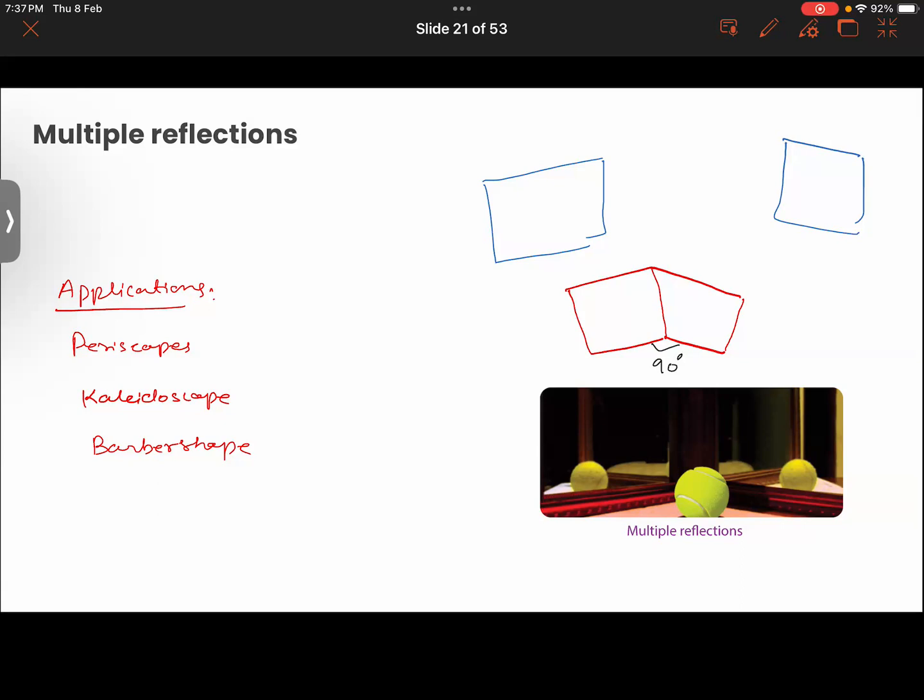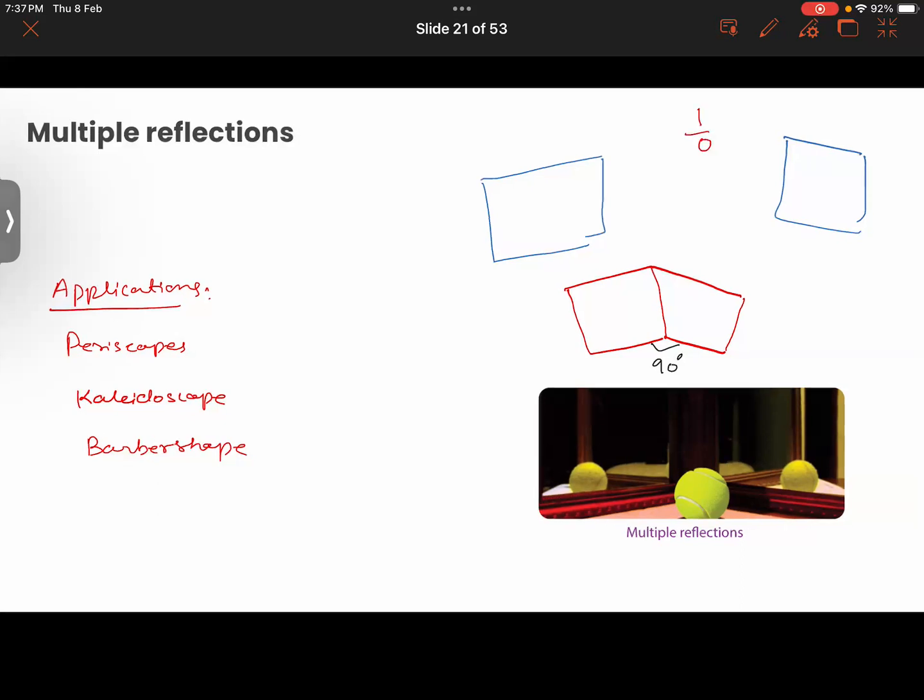Also, do tell me, 1/0 is what? Zero, sir. Can you divide something by 0? No, sir. So it is infinite. Undefined.